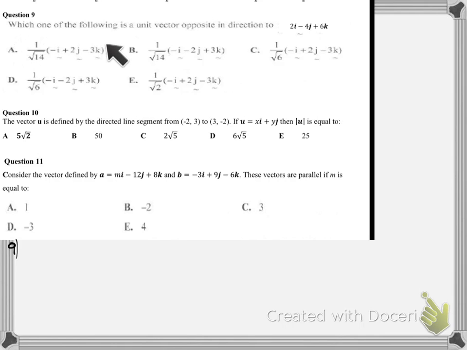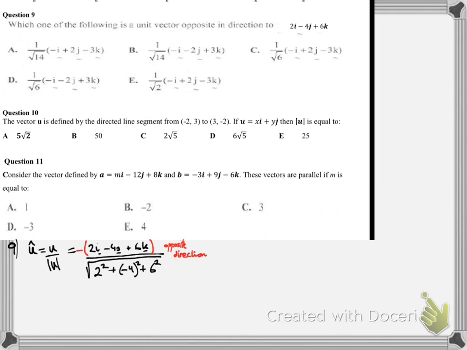Okay. So now let's look at some vector questions. Which one of the following is a unit vector that is opposite in direction to this vector? Alright, so the unit vector, there we go. u hat is equal to u, divided by the modulus of u. So you set up vector u, then you divide by the modulus, so square root of each component squared. And we simplify it. Now, we have to make sure, because we're after the opposite direction, we've got to chuck a negative sign in front, and that will switch it 180 degrees in the opposite direction.